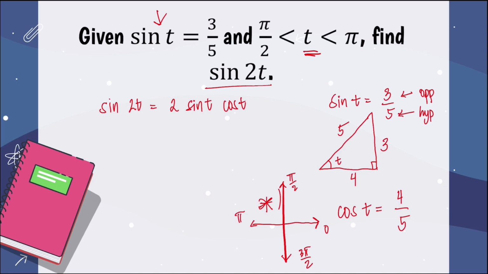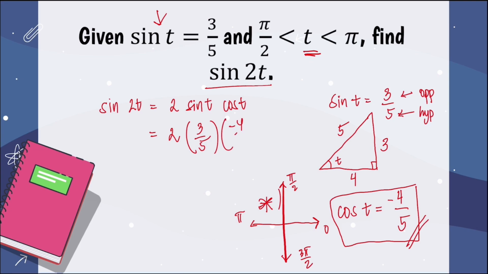Now, if the angle is in the second quadrant, that means the cosine should be negative. So what we will put here is negative 4 over 5. So this will now be the cosine of angle t. And then, again, just substitute here. So 2, then sine of t is 3 over 5, cosine of t is negative 4 over 5. Multiply everything. So 2 times 3 times negative 4. So that will be negative 24 over 25. So that will now be the sine of 2t.